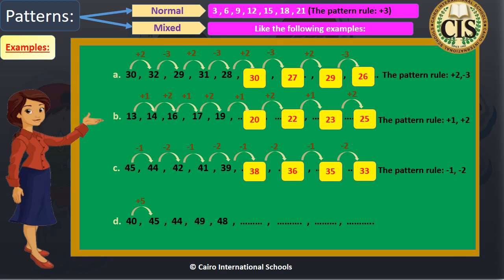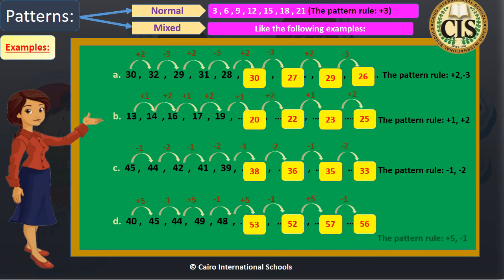44. Yeah, it decreased. If it decreased, so we will write minus. Minus what? Subtract 45 minus 44. So we are subtracting 1. Then we are adding 5, subtracting 1. Adding 5, subtracting 1. Till we finish. So now we can say that the pattern rule is plus 5 and minus 1.